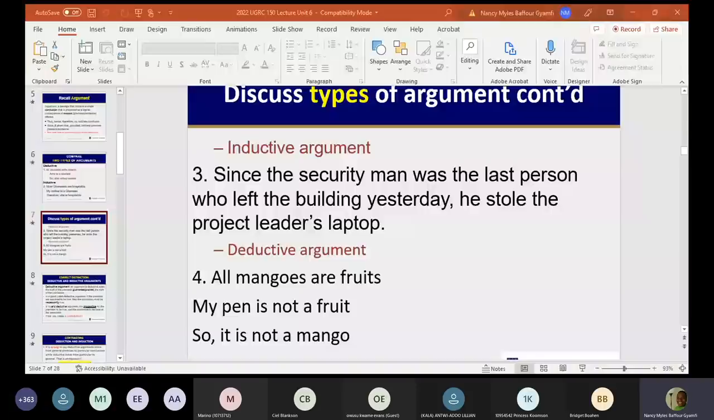If you are my friend, then you tell me the truth. Ata. If you are my friend, you tell me the truth. Ata is not my friend. If you say Ata is not my friend, you have denied the antecedent. That's not valid. You see? So if you are my friend, then you tell me the truth. What should be the next one?